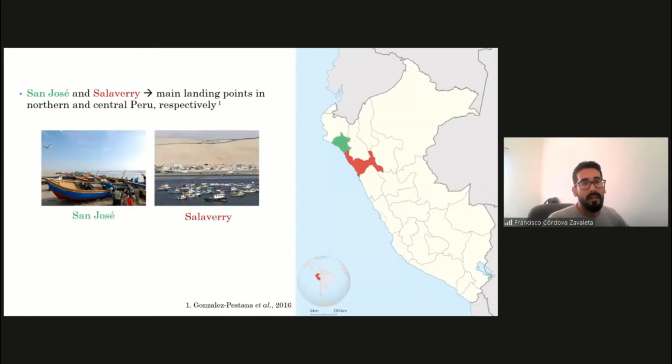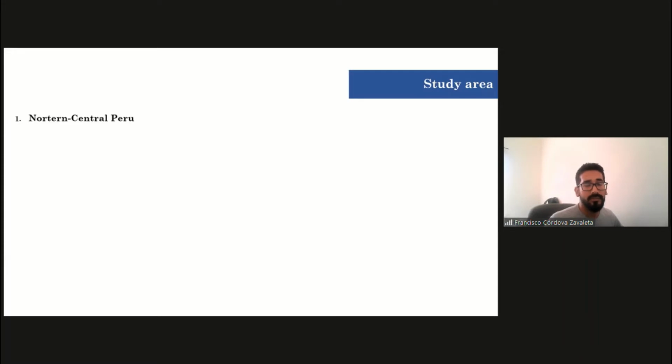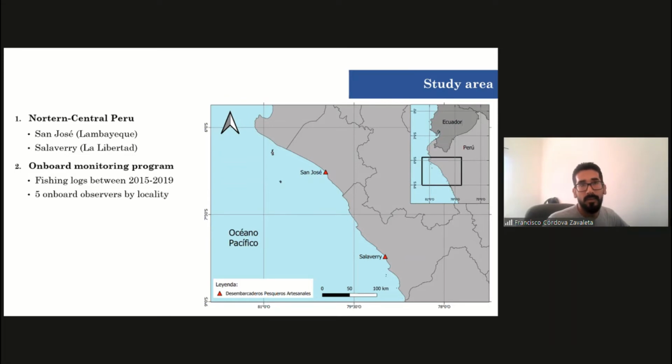San Jose and Salaverry are the main landing points in northern and central Peru, respectively. So they represent key localities for fishing monitoring. So our study area was focused on this particular region: San Jose in the Lambayeque region and Salaverry in the La Libertad region. For this, we used an onboard monitoring program between 2015 and 2019, gathering information about fisheries.